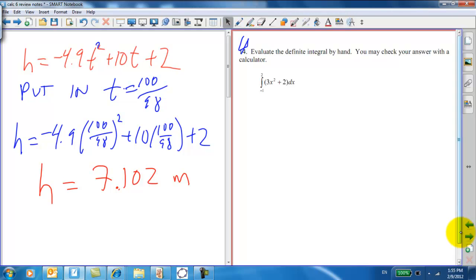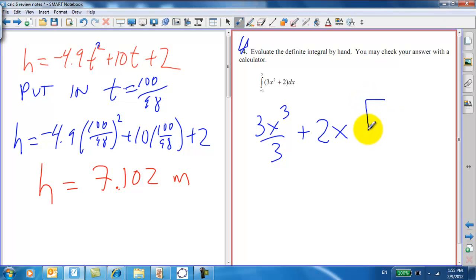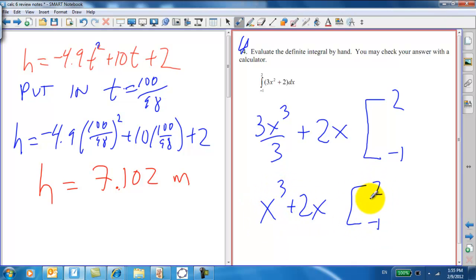All right, now 4. Evaluate the definite integral by hand. You may check your answer with a calculator. All right, so to do this by hand, we're going to do the antiderivative first, and we end up with 3x cubed over 3. That's just a constant multiplier, comes along for the ride, plus 2x. And then, by the fundamental theorem of calculus, we're going to evaluate this from negative 1 to 2. Let's simplify this down to x cubed plus 2x, evaluated from negative 1 to 2.